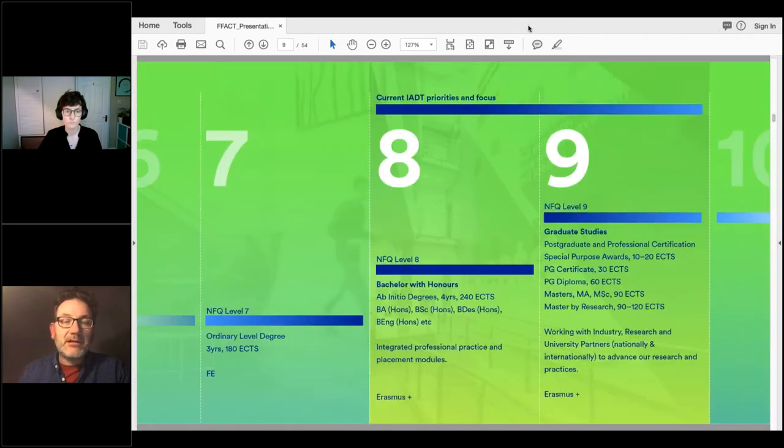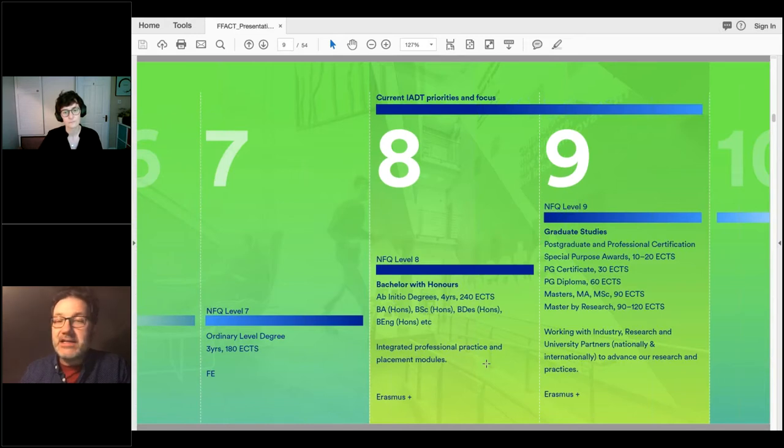All our degrees are just the same as any other degree anywhere else in the world, and we're part of the Bologna Agreement. So the bulk of our degrees are at level 8, honours degrees, 4 years, 240 credits. And there are professional practice modules and placements and everything built into all those degrees.